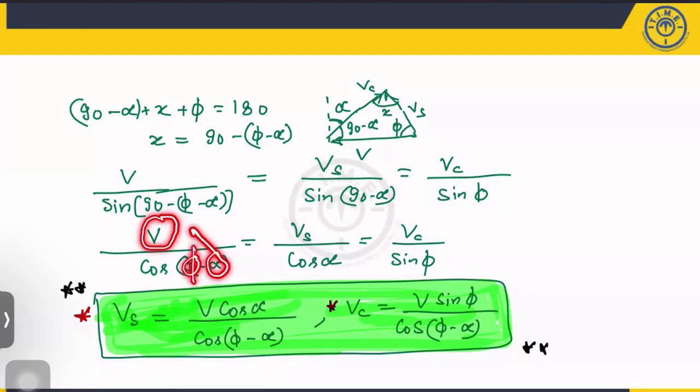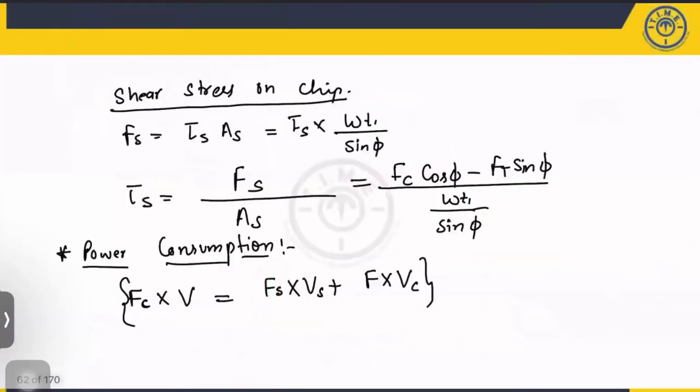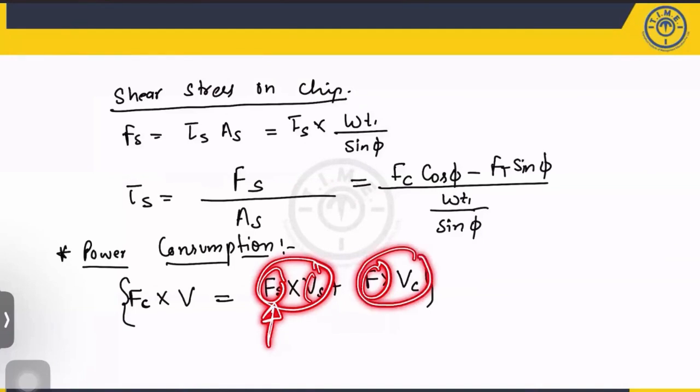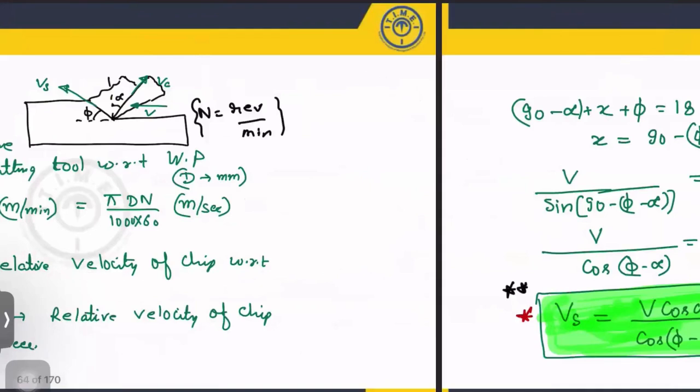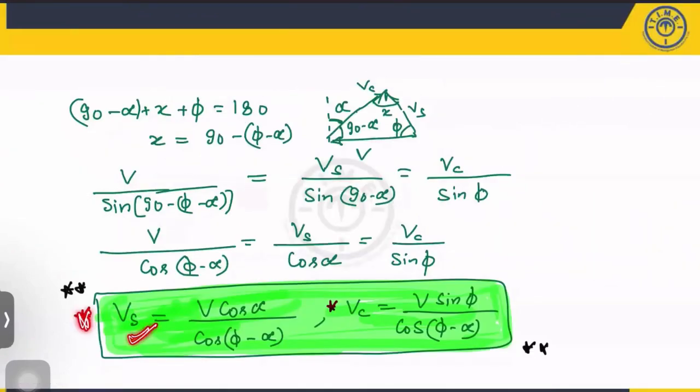tan phi is equal to r cos alpha / (1 - r sin alpha). You can easily calculate the shear and chip velocity. Once you know the shear and chip velocity, if you multiply with the shear force and the friction force, you will get the power consumption in shear and the power consumption during the friction. That means this is also an important formula for calculating the shear velocity and chip velocity. Okay.